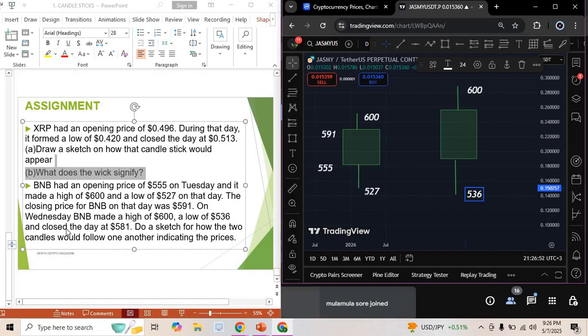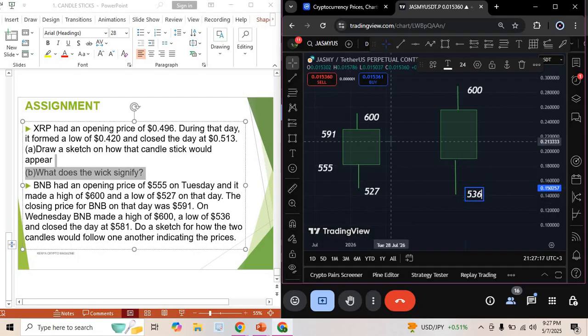How do you determine and close the day at 581? We want to determine if this candlestick for Wednesday was actually a bullish candlestick or a bearish candlestick. We're having a closing price of 581. What will be the opening price of this candlestick? That was the trick question. We're only having a closing price, but I don't have an opening price.